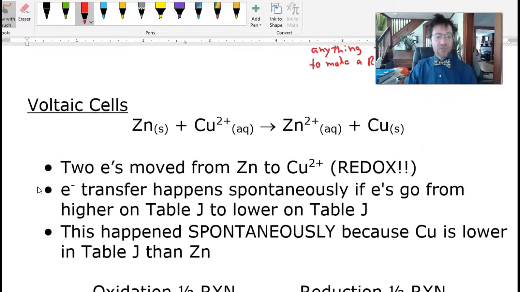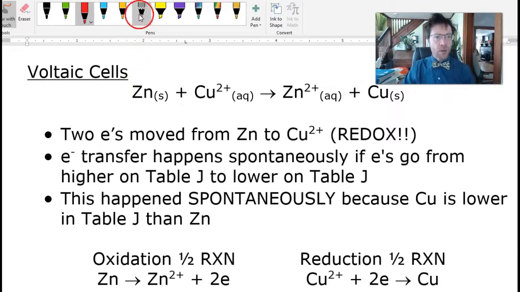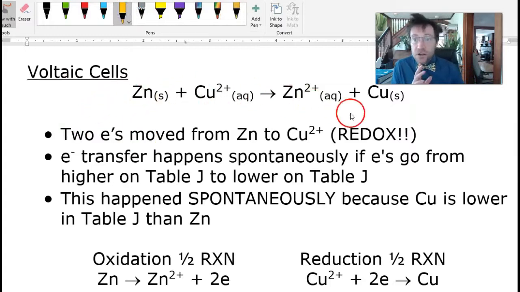Great. Good. Today we're going to stick with the voltaic cell. So here's the situation for voltaic cells. What color you want to do today? Let's do this color.